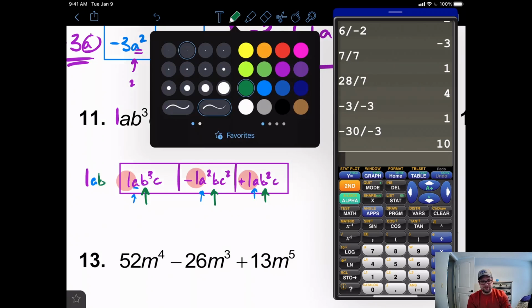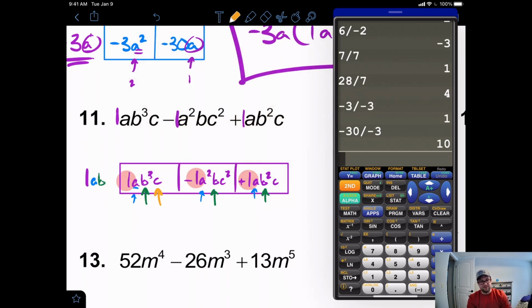Last but not least, if we look at the c's, this one had 1, this one had 2, and this one had 1. We can pull out as many as the smallest one had. So 1 is smaller than 2, so we can pull out 1. So we're going to divide out of each of those 1 a, b, c. Now, 1 divided by 1 is just going to leave us with 1.